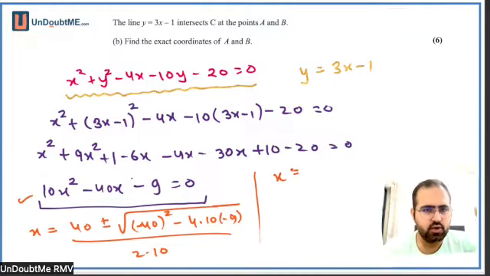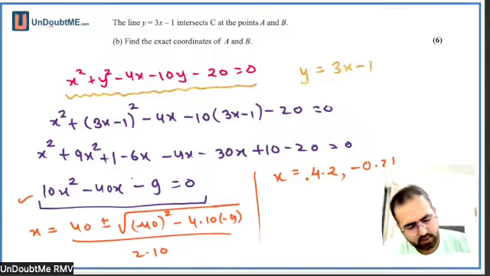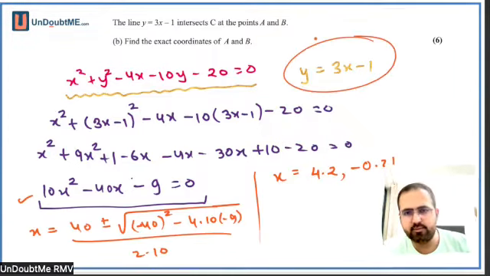Akbar, do you have any doubt in any of the steps? No, sir. The x values are 20 plus minus 7 root 10 over 10. Okay, solve it completely. I got 4.2 and negative 0.21. Okay. Then one by one, we have to put both the values in this y and get the respective y values. Do that as well, and that will be your final A and B exact coordinates.